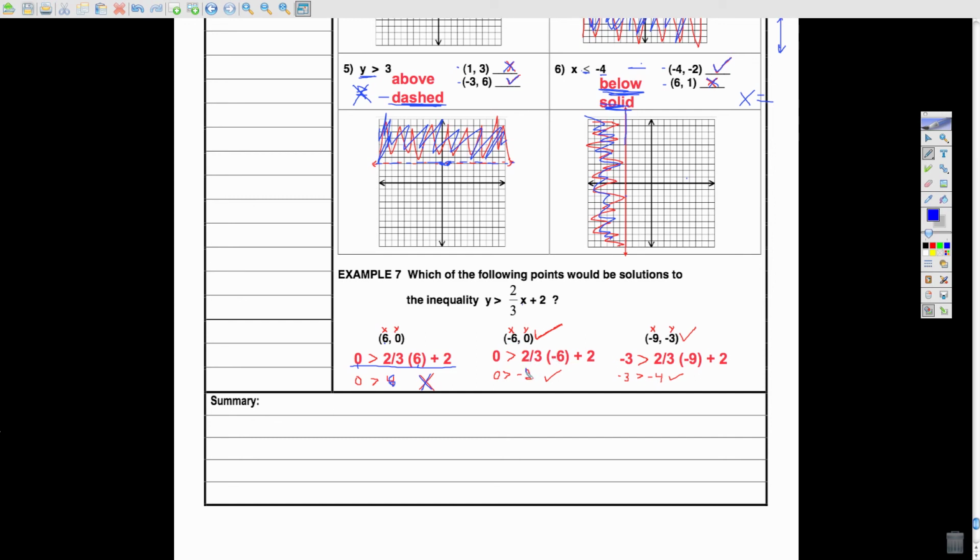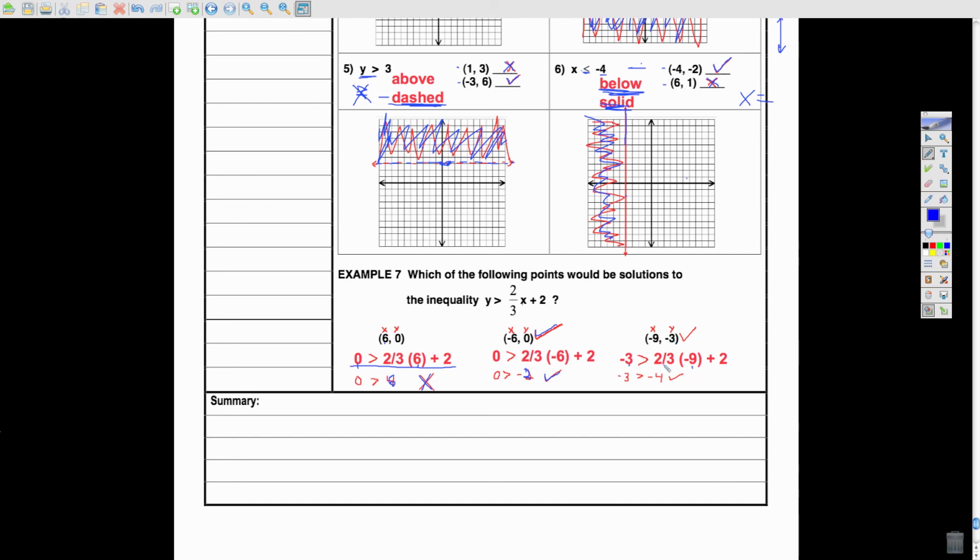Okay, let's try the second one. Negative 6. So this should be negative 4 plus 2 is negative 2. Okay, I did this one correct. 0 is greater than negative 2. Yes, that is correct. So that would be a solution. That's why I have the check marks here.